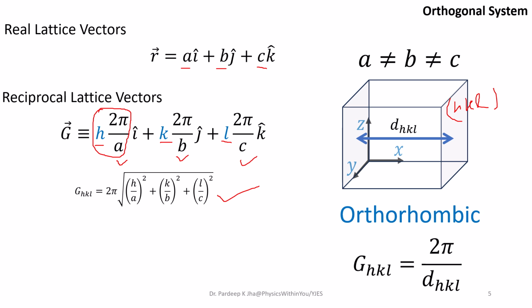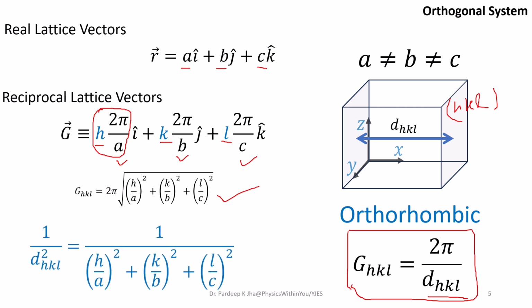The only thing you should know about this is that the magnitude of this reciprocal lattice vector is related to the spacing by this relation. This is the important relation that you should know. So G of HKL, the magnitude of a reciprocal space lattice vector, will be equal to 2 pi upon the spacing d of the HKL Miller planes or lattice planes. So finally, when you substitute this, you will know that the reciprocal of this will be given by this.